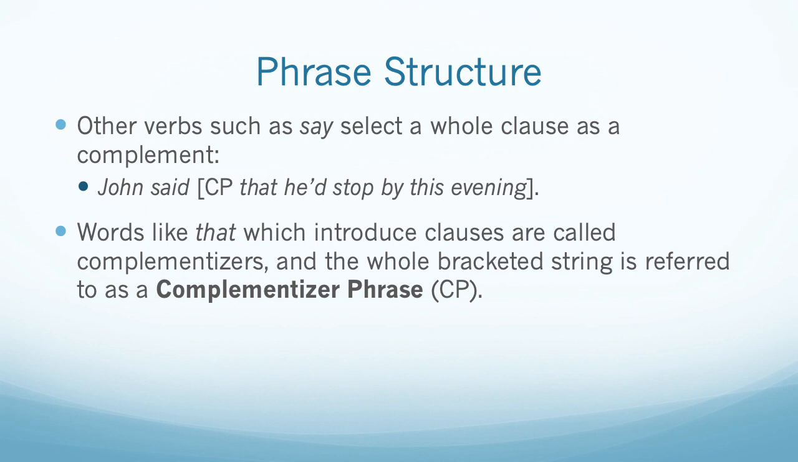It's also possible for a verb to select an entire clause as a complement. In other words, like an entire sentence, essentially. One verb like this is the verb say. For example, John said that he'd stop by this evening. That phrase shown here in brackets, that he'd stop by this evening, that whole phrase is called a complementizer phrase, abbreviated as CP.